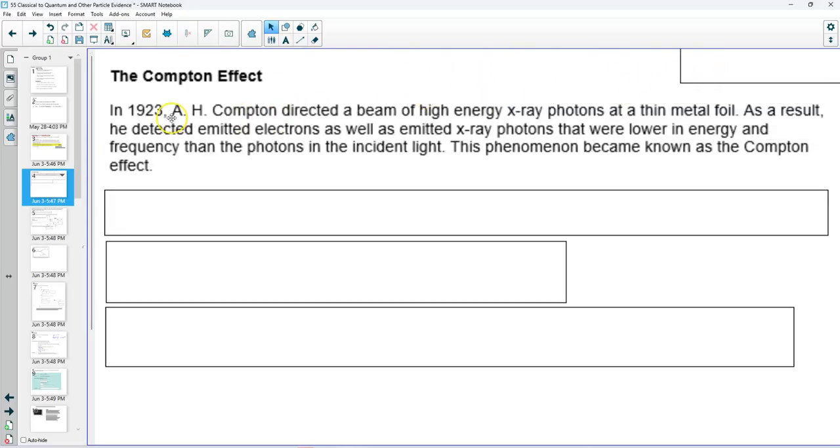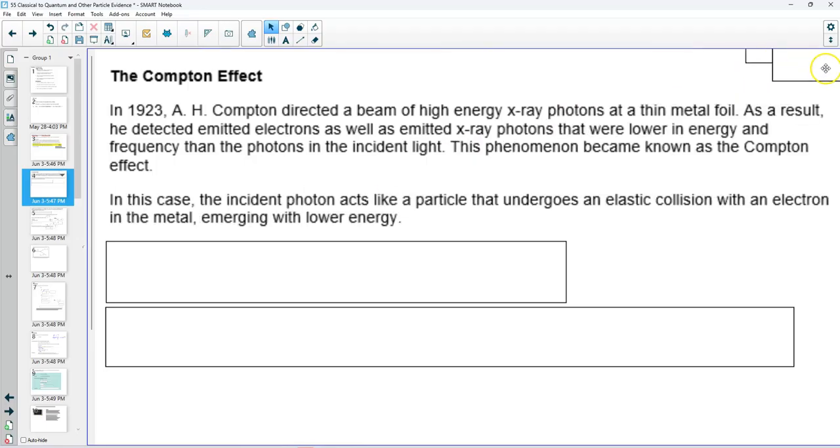So in 1923, Compton fired a beam of high energy X-ray photons, right? High energy light particles, if you will, at a thin metal foil. As a result, he detected emitted electrons as well as emitted X-ray photons that were lower in energy and frequency. Energy and frequency go hand in hand with light, compared to the incident photons. And so it's what's called the Compton effect.